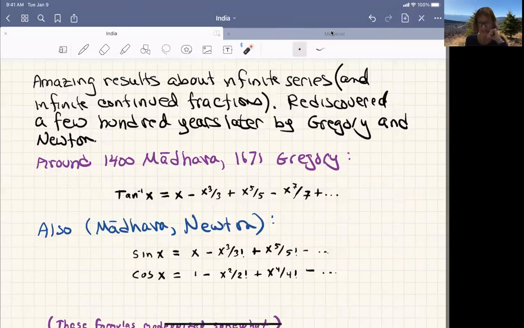Some of these results about infinite series were rediscovered a few hundred years later by Gregory and Newton, Newton being the famous co-inventor of calculus. So around the year 1400, Madhava, and then around the year 1671, Gregory showed the following result: that the inverse tangent of x is given by this infinite series.